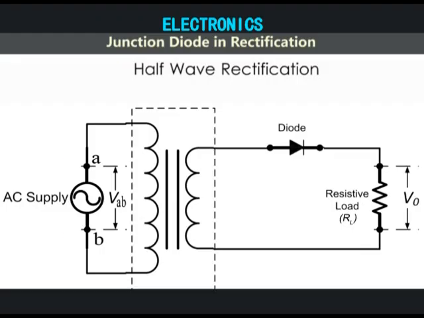It consists of an AC supply, a step-down transformer, a diode, and a DC electric load, which is basically an electric device that runs on direct current, like a bulb.